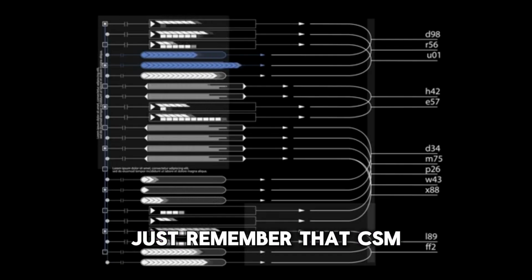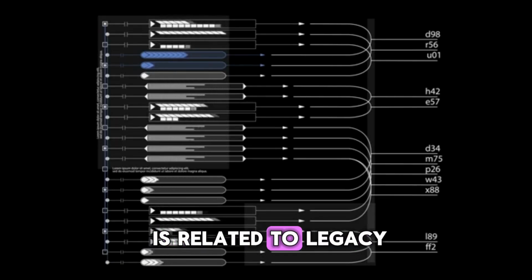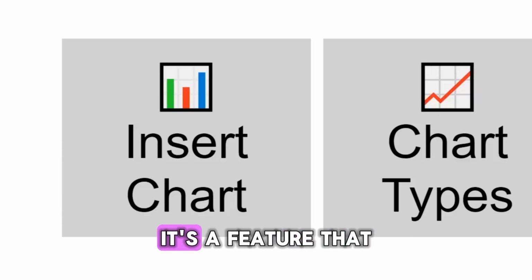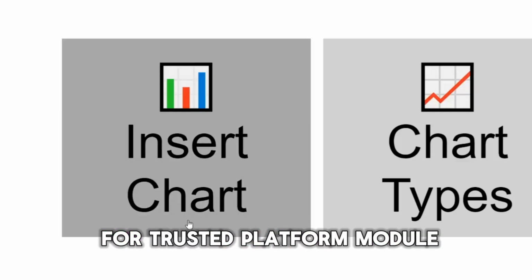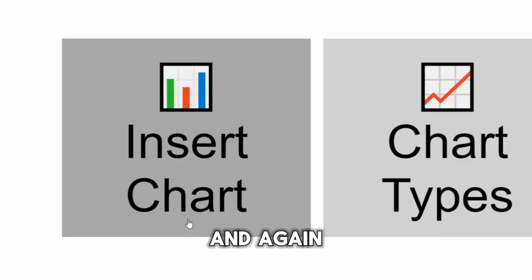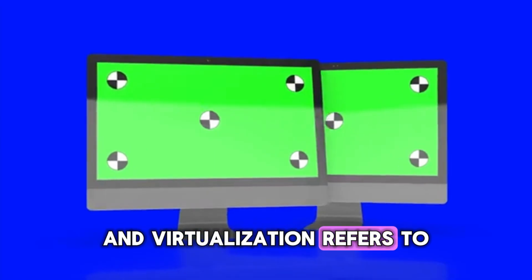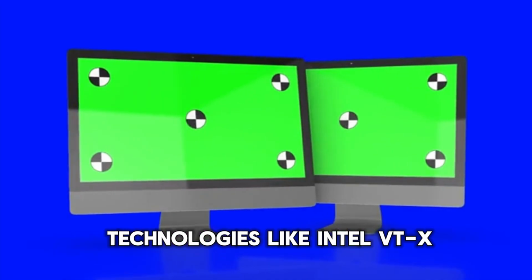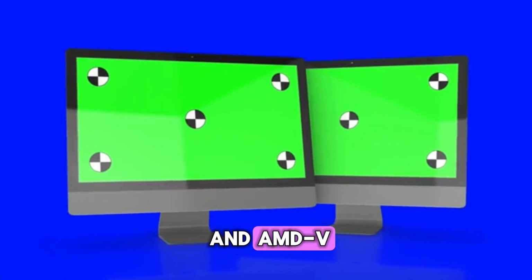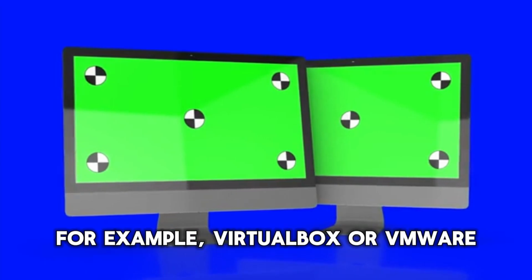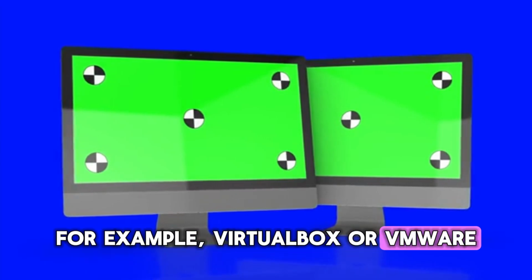For now, just remember that CSM is related to legacy BIOS and Secure Boot. Speaking of Secure Boot, it's a feature that is needed for Windows 11. And TPM stands for Trusted Platform Module. And again, it's needed for Windows 11. And virtualization refers to technologies like Intel VT-x and AMD-V, which are needed if you want to run virtual machines, for example, VirtualBox or VMware.